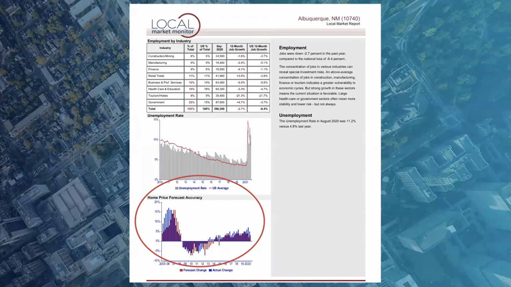And finally, the last chart of the market report shows the accuracy of our home price forecasts. These were actual forecasts made at that time. They're not back calculated. You can see that our forecast lags behind at major turning points, but not by much. And most importantly, it's never off by much.